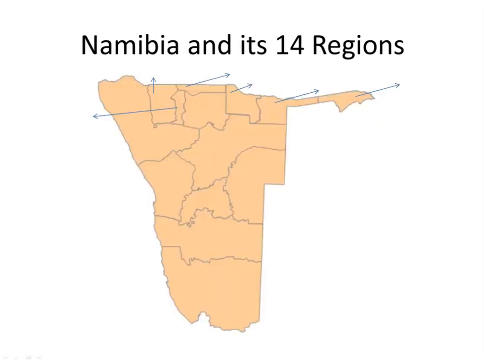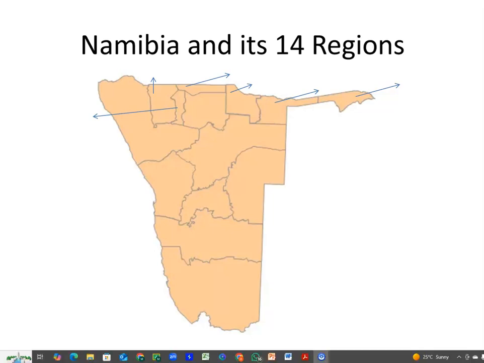Namibia is divided into 14 regions. Now, some countries have provinces, but Namibia has regions. These regions help us to organize the country, just like your classroom has groups or teams. Each region has its own towns, people, and special features. Let's look at our 14 regions.